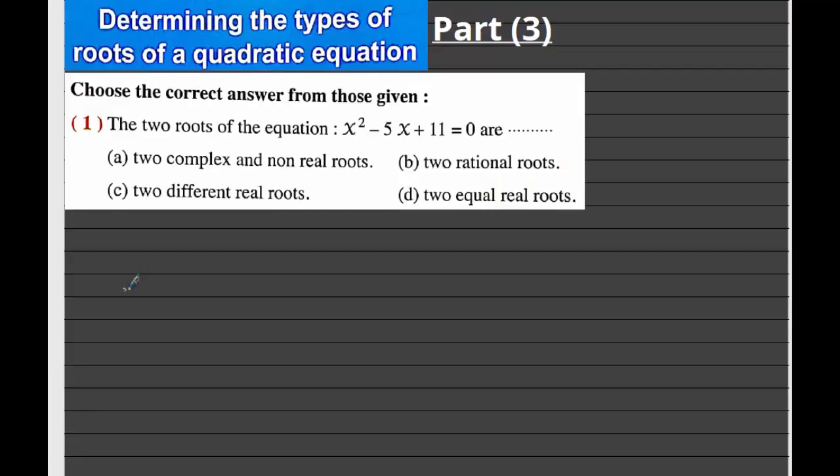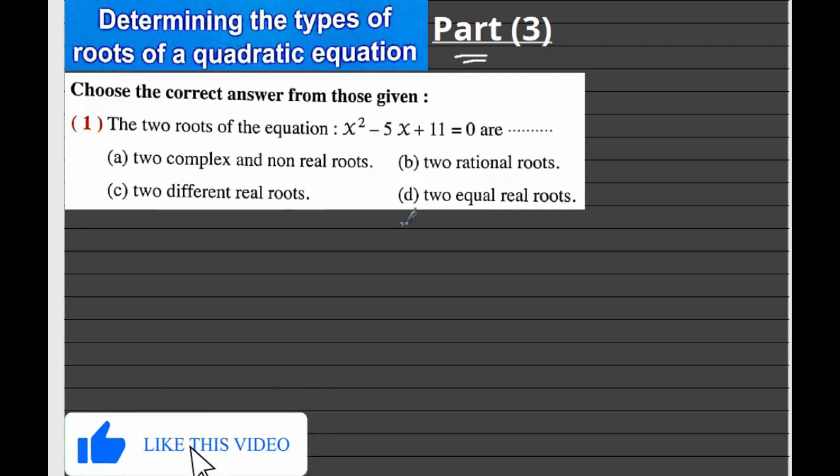Hello everyone, in this video we'll determine the types of the roots of a quadratic equation. This is part 3. First question, choose the correct answer from those given. The two roots of the equation x squared minus 5x plus 11 equals 0 are: two complex and non-real roots, two rational roots, two different real roots, two equal real roots.